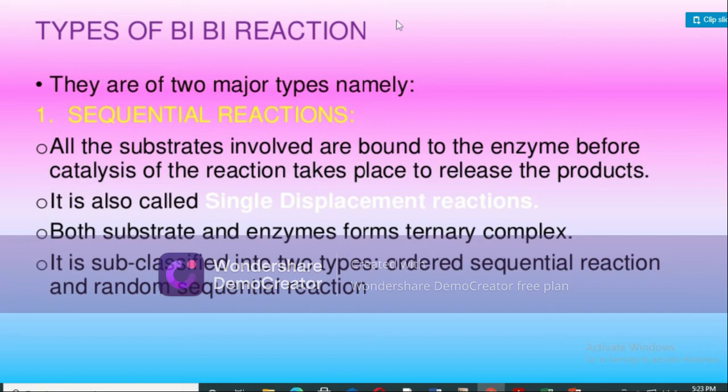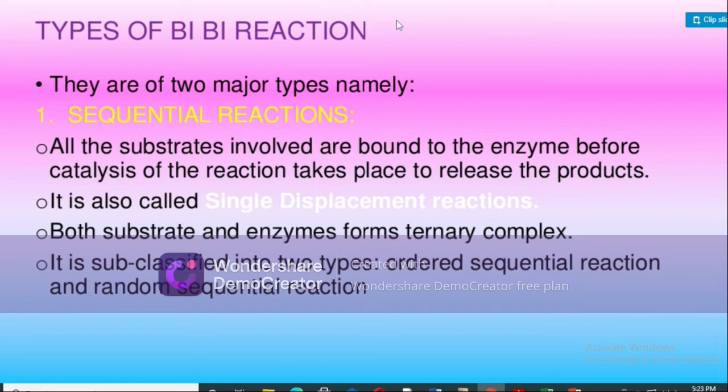So as I said earlier, both the substrates and the enzyme form a ternary complex. Why is it ternary? So ter means three. It means that in this case you have two of your substrates and one of your enzyme. So if you match them, you have three. So that is why it is called a ternary complex.